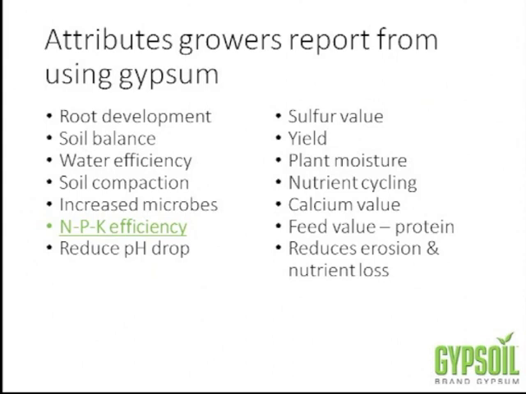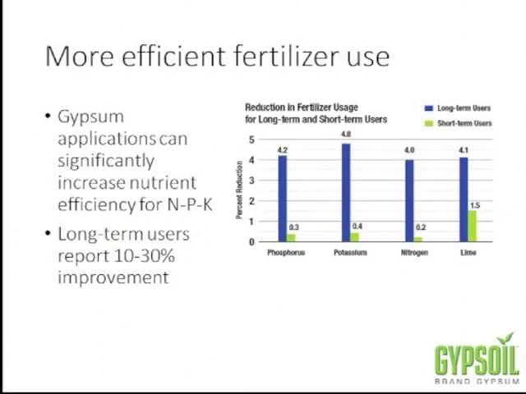I'm going to talk a little bit about NPK efficiency. Fertilizer is expensive, and we want to make sure we get the full value from using those nutrients. Gypsum applications can significantly increase the efficiency of your NPK. When we did the economic study, long-term users reported about a 10 to even up to a 30% improvement in their fertilizer efficiency, and we see that a lot of times.